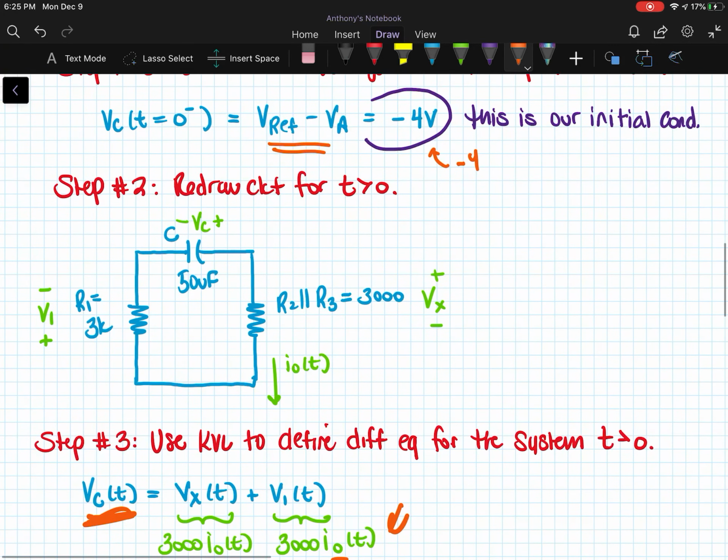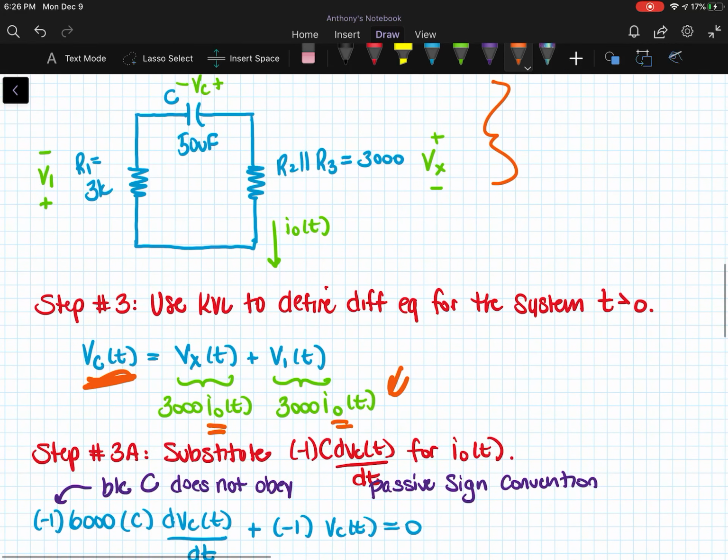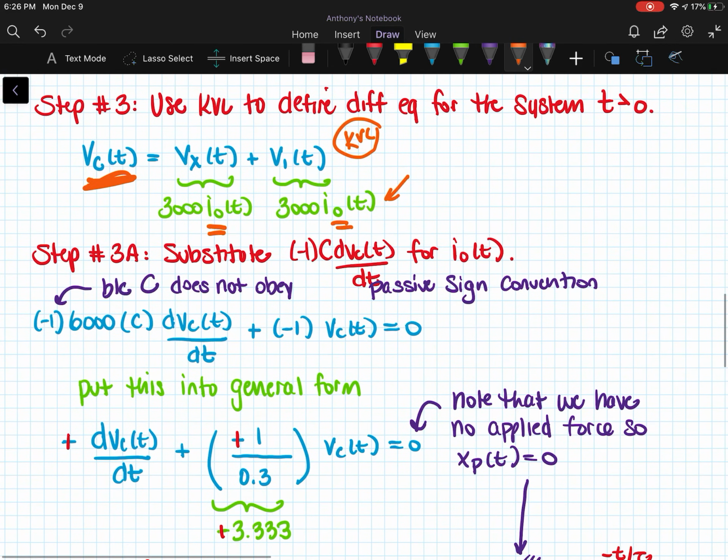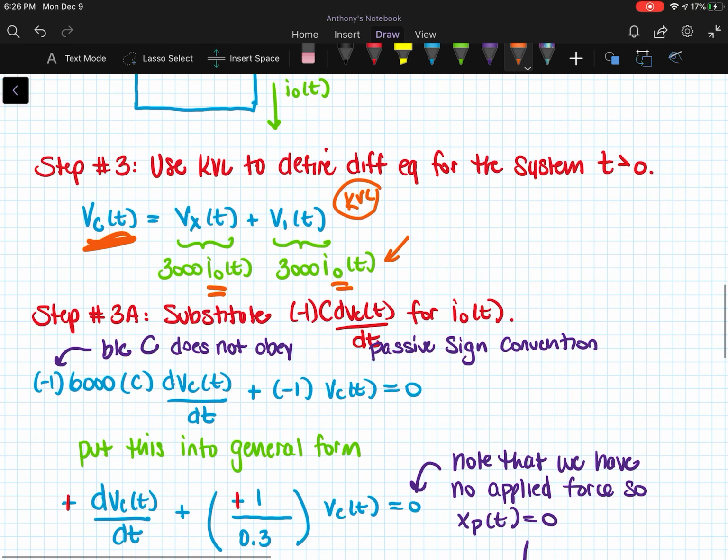We're going to redraw our circuit for t is greater than 0. This is a single loop, and so normally for single loop circuits, KVL is the most interesting way to describe it. We are going to write our KVL, which is Vx plus V1 equals Vc. Make a substitution for Ohm's law. So both of the voltages will be equal to 3,000 times the current through the loop. We'll then make a substitution where we replace I.O. with negative C dV dt.